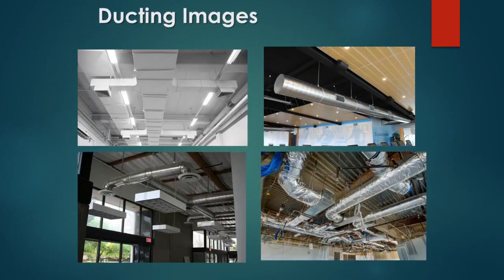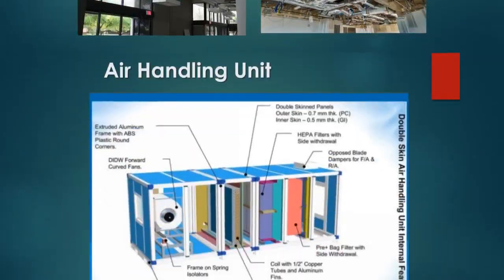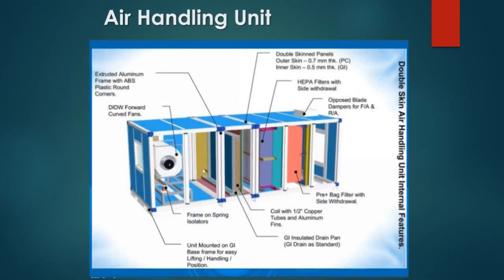These are the ducting images. A duct is a hollow section for air to pass through, usually circular or rectangular in cross-section. The shiny part is the insulation around the ducts. This is the section view of an air handling unit. From right you can observe air inlet, filters, heat exchanger, humidifier, fan, and air outlet.